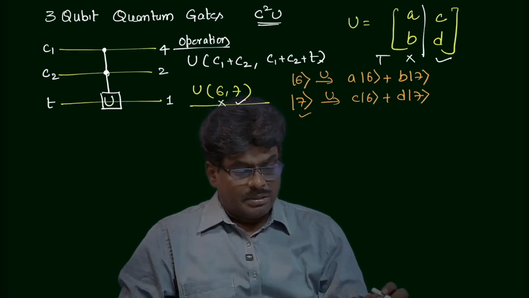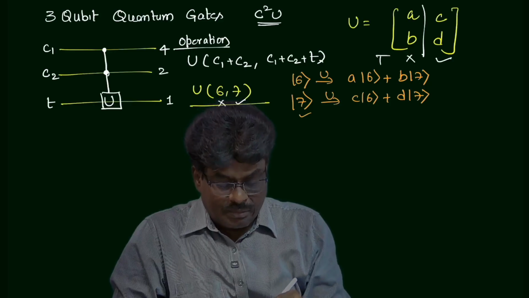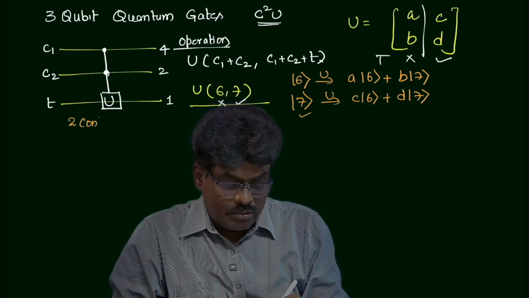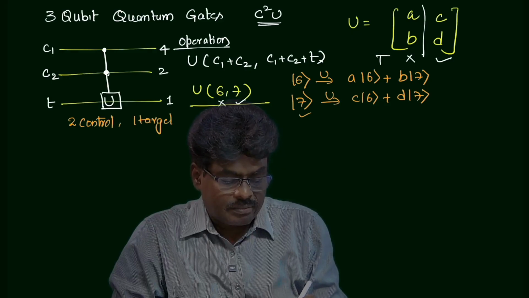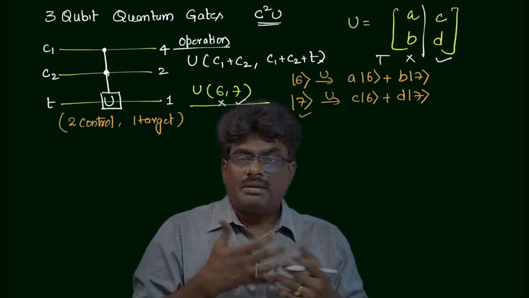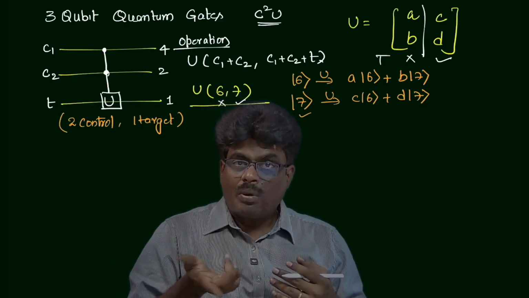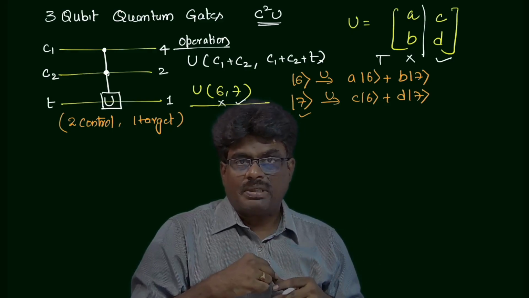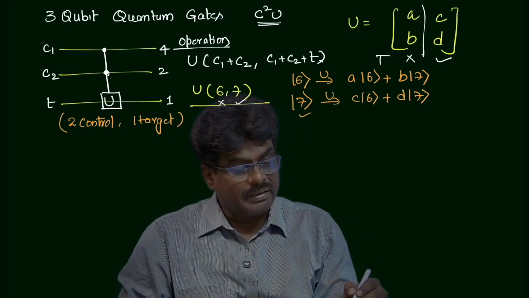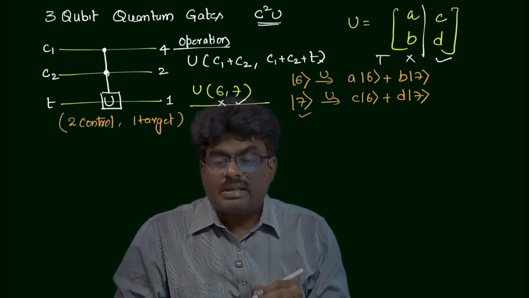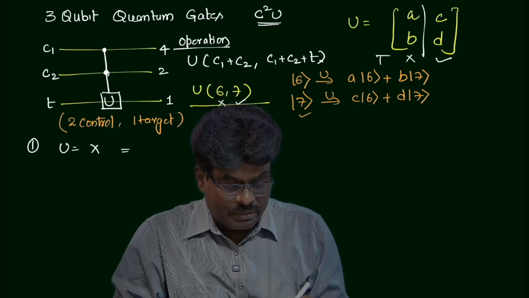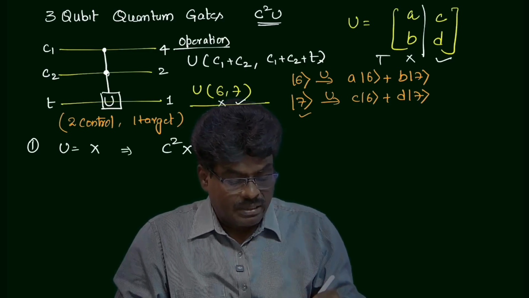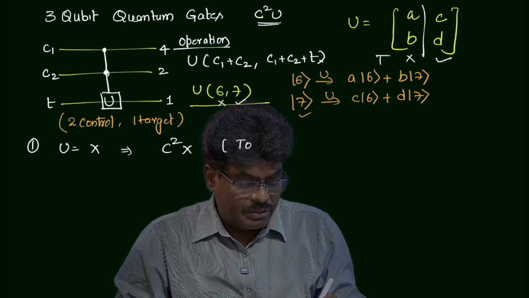So finally this is a C square U, that means 2 controls and 1 target. Maybe later you will get one control and 2 targets also. So that's why I have written like this. Okay, fine. Now let us take some examples. So first one I am taking U equal to X. That implies it becomes C square X, and this is nothing but the Toffoli gate.